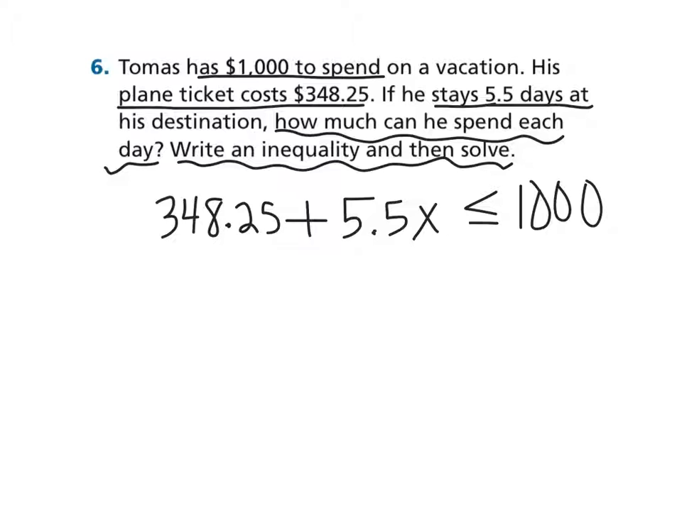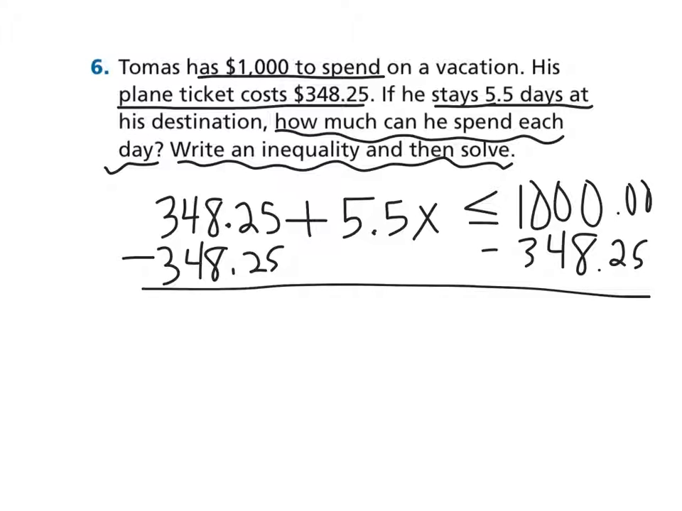So once we got the inequality set up, we're trying to get our variable term by itself. So if we subtract 348.25 on both sides here, that would be $651.75. That's basically what they have left to spend after the plane ticket.